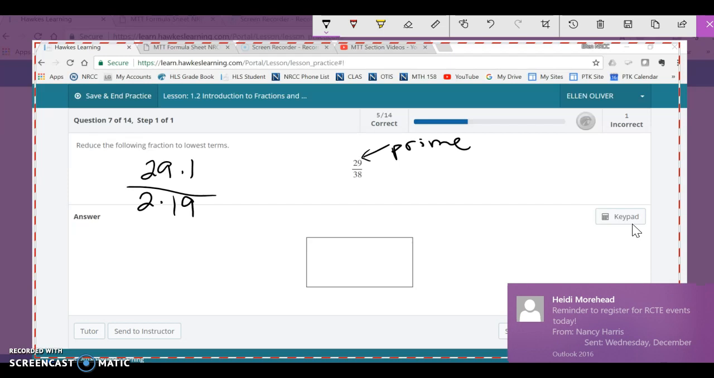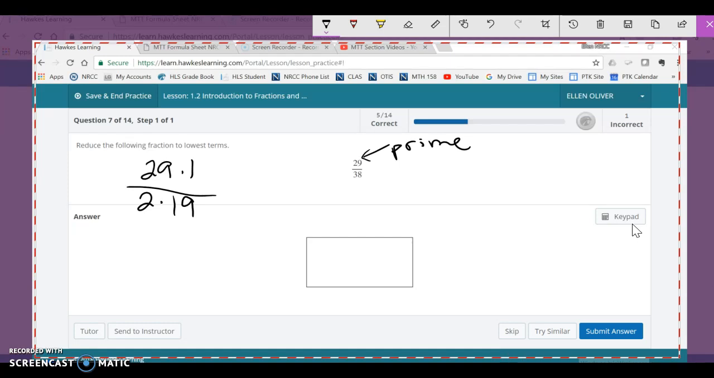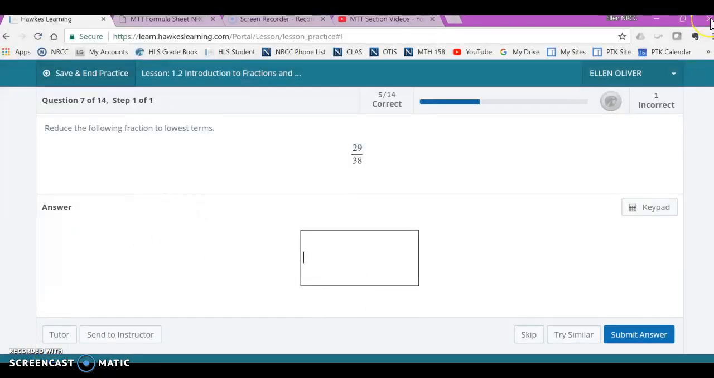And use your prime factorization, your goodness gracious, your formula sheet. See that 19 is prime, so everything here is prime and everything here is prime. 1 is not prime. It's neither prime nor composite. And nothing will cancel. So 29 over 38 is already in lowest terms. All right, so if I go back to here, I'm going to type in my fraction bar to get a fraction or use that keypad, and I'm going to leave it as 29 over 38.